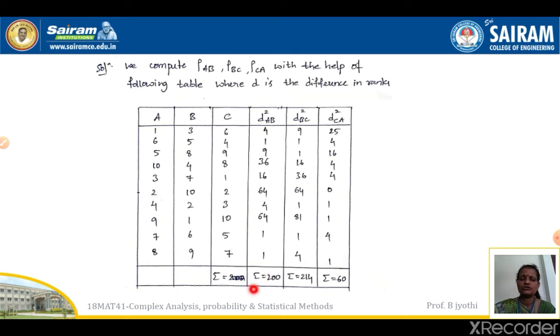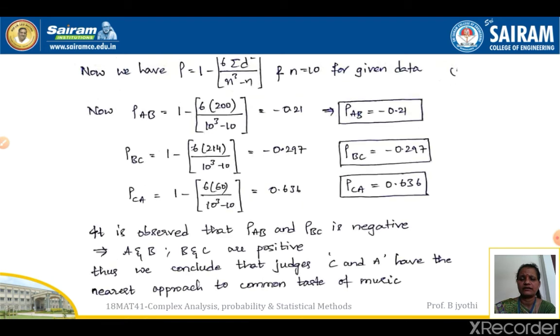Let us do the totaling of D square of AB, D square of BC, D square of CA, and the rank is calculated for D square of AB, BC as well as CA. Which one is getting the highest, we have to see there. Now we have the formula rho is 1 minus 6 sigma D square by N cube minus N, where N is 10 for the given data.